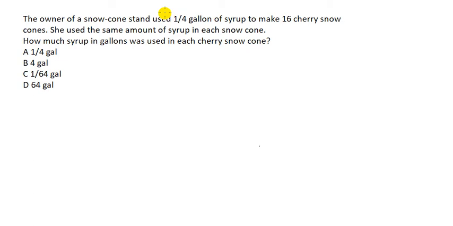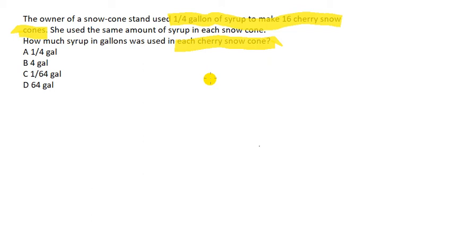So automatically we can highlight this area. 1/4 of a gallon of syrup to make 16 cherry snow cones. And let's see what the question is asking. How much syrup in gallons was used in each snow cone? So they're not talking about like 2 snow cones or 3 snow cones. They're only talking about 1.